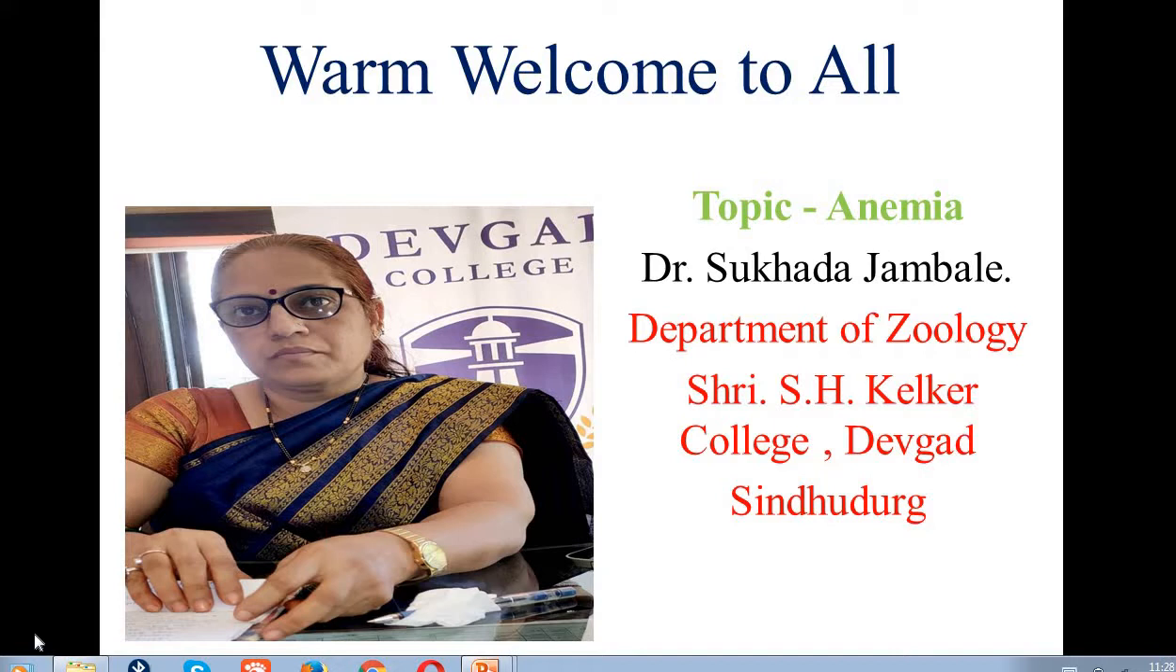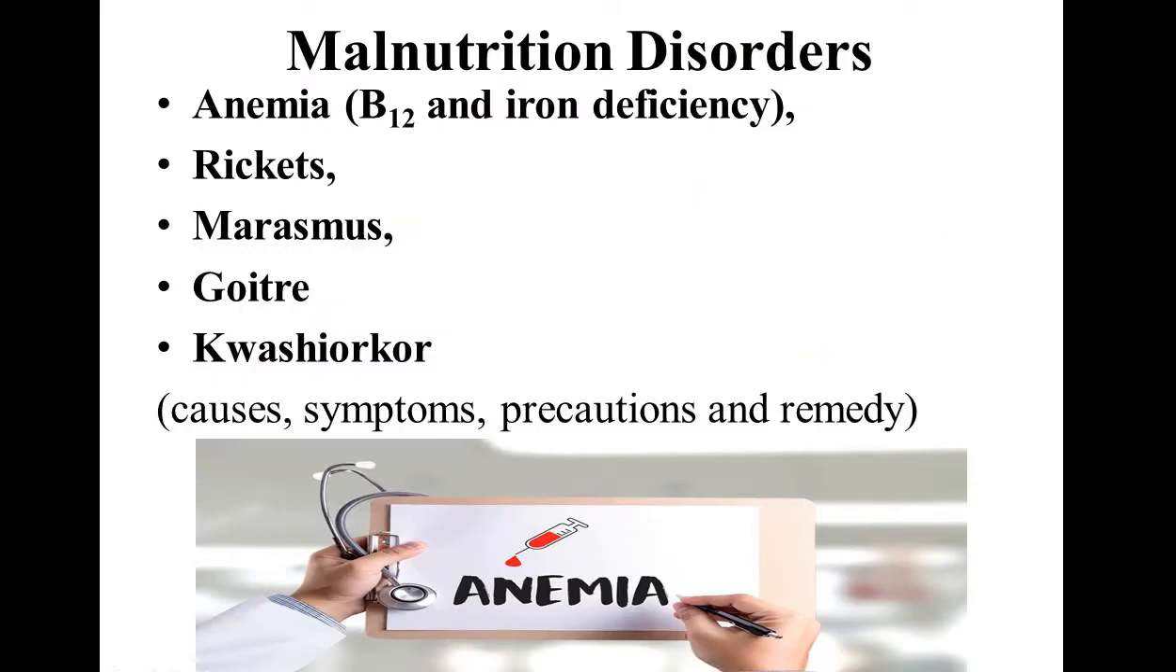Our third lecture on the topic nutrition and health is related with malnutrition disorders, and in that we'll discuss the topic anemia. The malnutrition related disorders include anemia, that is B12 and iron deficiency anemia, then rickets, marasmus, goiter and kwashiorkor, with respect to the following points: causes, symptoms, precautions and remedy. In today's lecture, we'll consider the first malnutrition related disorder, which is nothing but anemia.